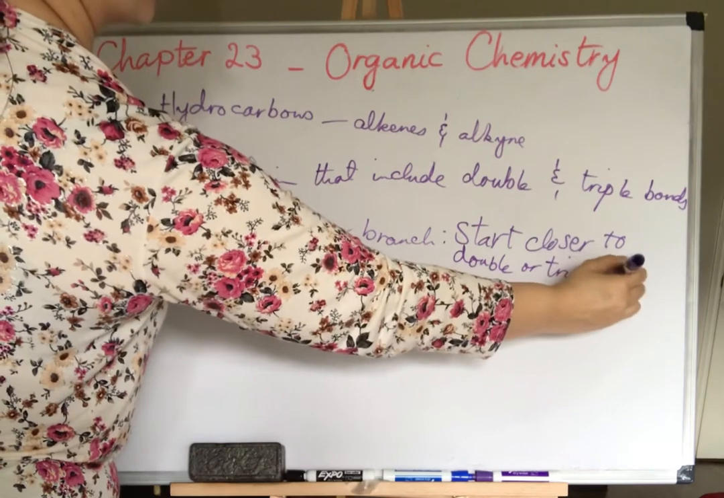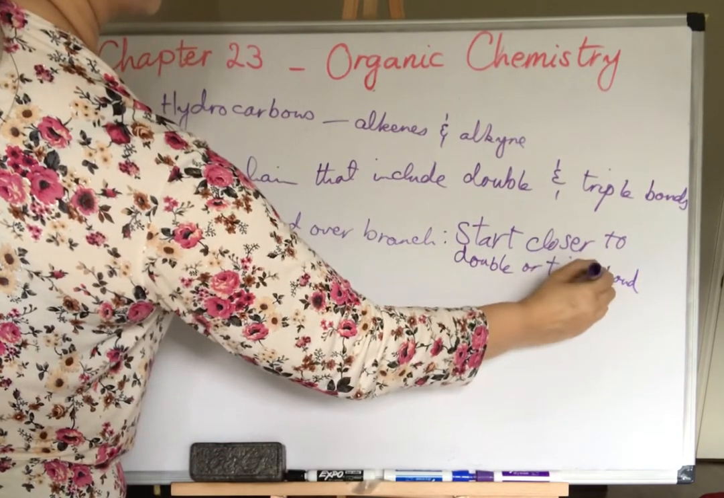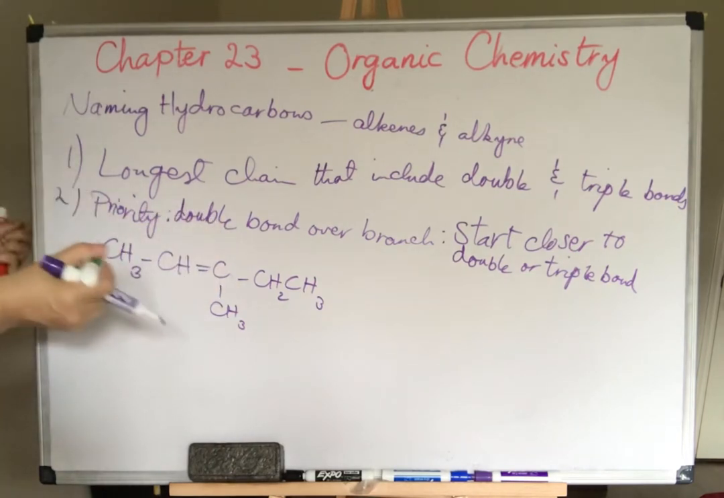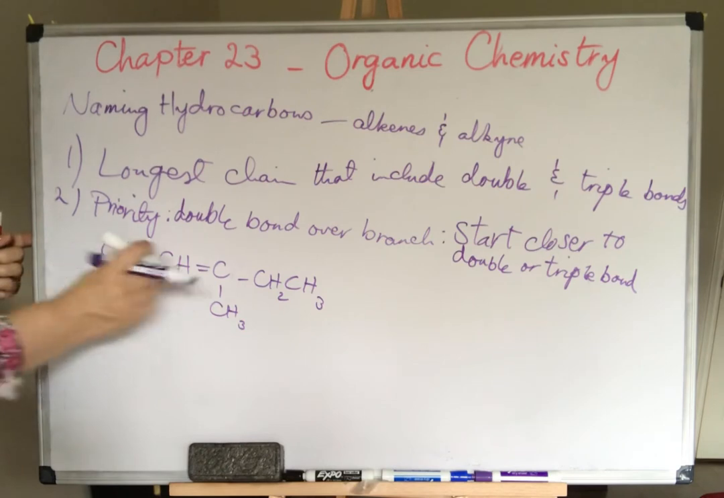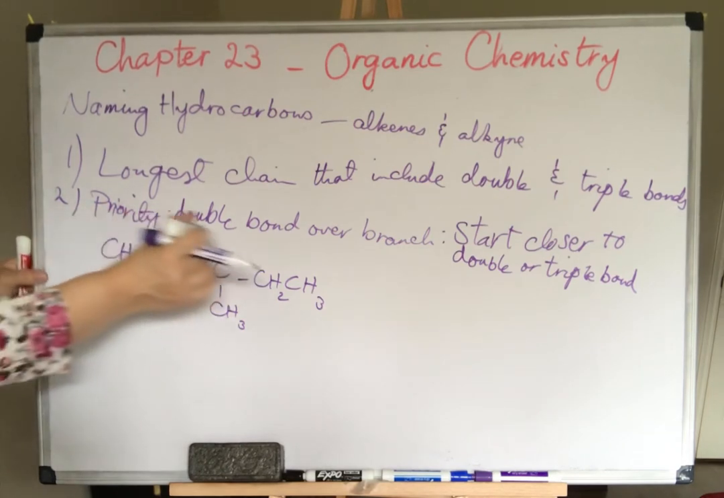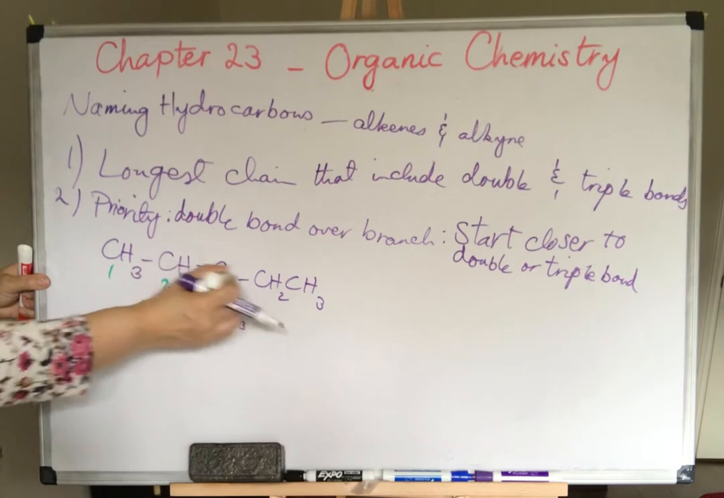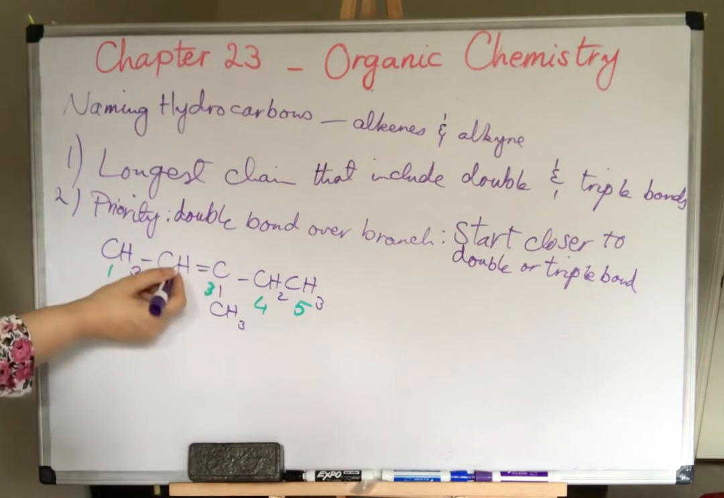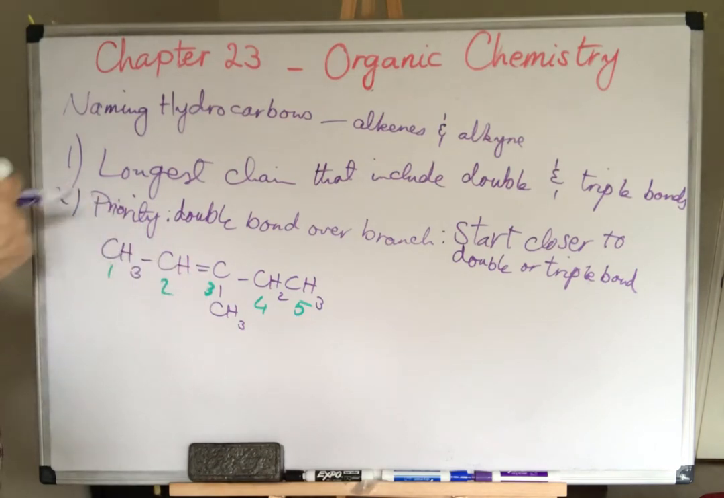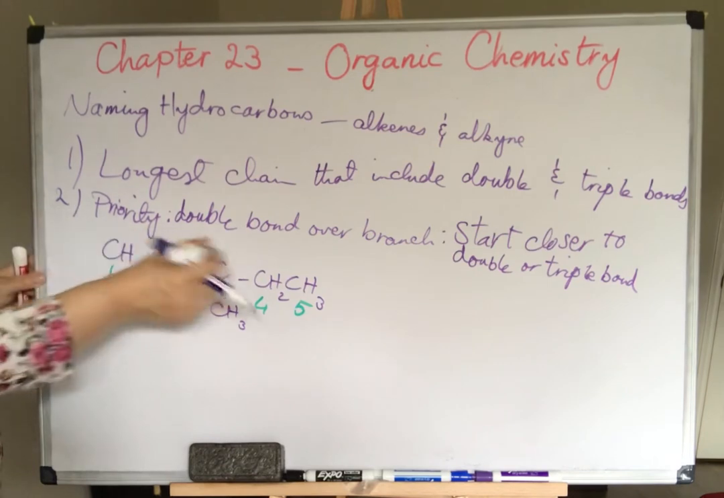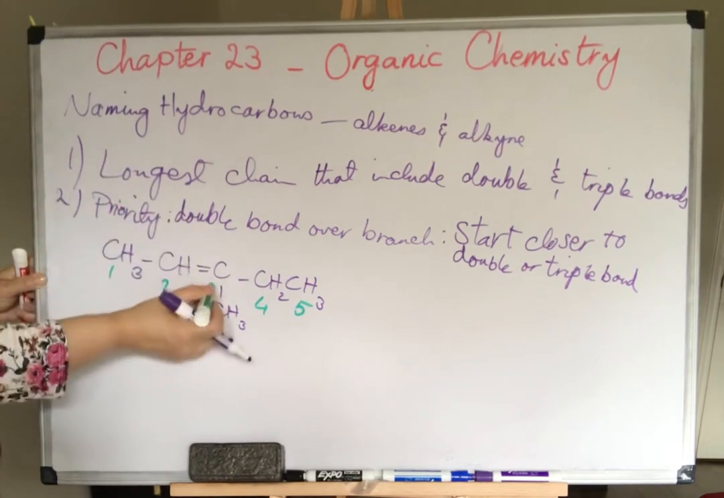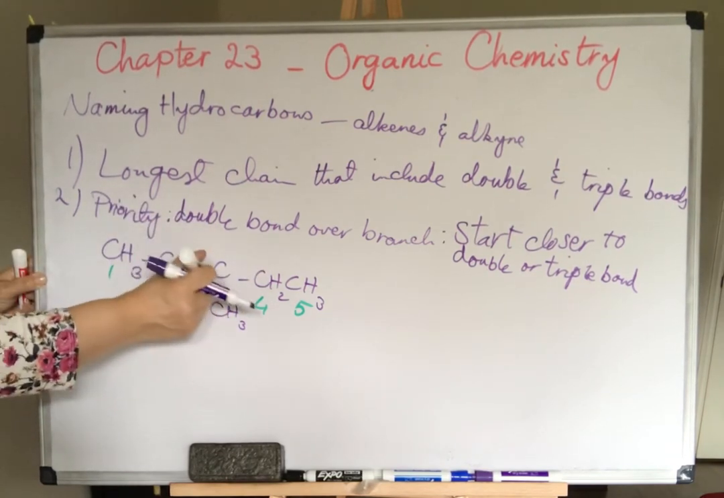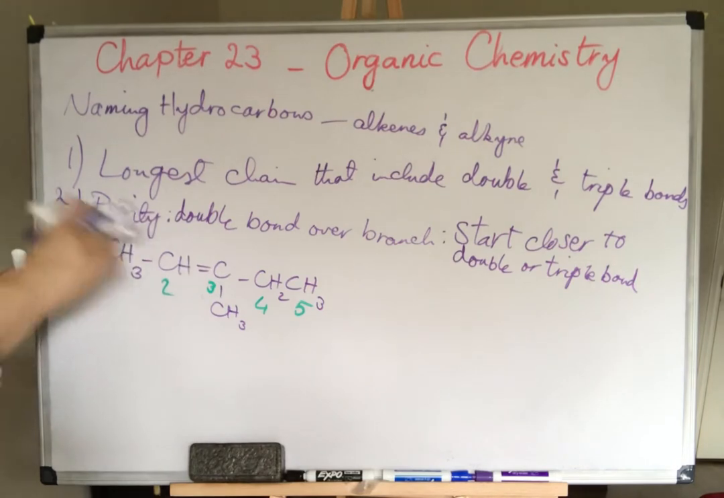I say double or triple bond because I'm talking about both alkenes and alkynes. So which way is closer? In this case, none of them. If you consider from left to right or right to left, they both have... does it? Yeah, it's different, sorry. If you number from right to left, then the third carbon is going to have the double bond, but you need to number from left to right, so the beginning of the double bond will be on the second carbon.